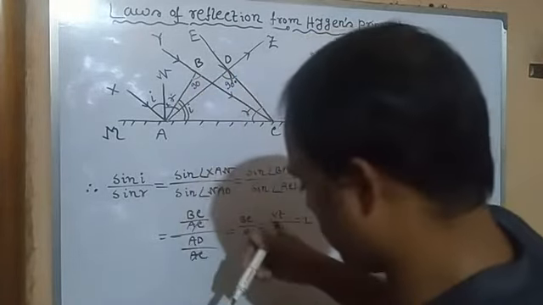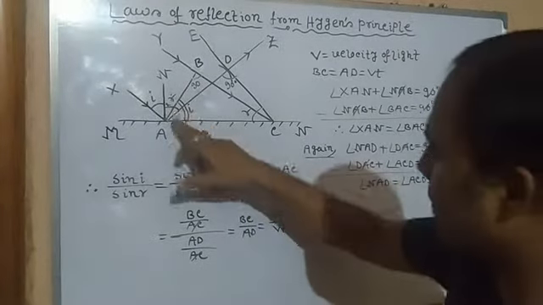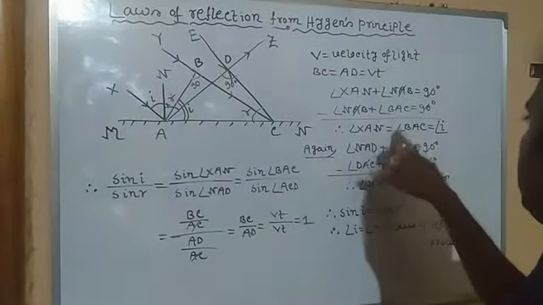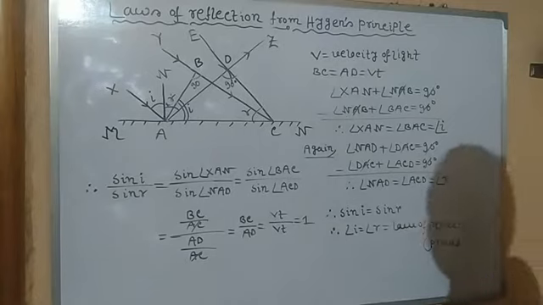This angle is common, so it will be eliminated. NAB is 90 degrees. So we have XAN equals the double-marked I. That is, BAC equals the angle of incidence I. Okay.